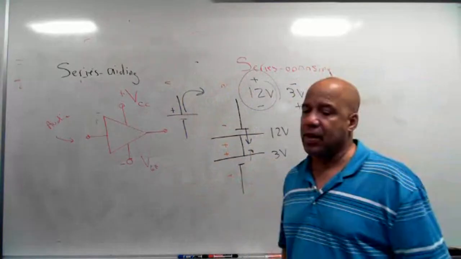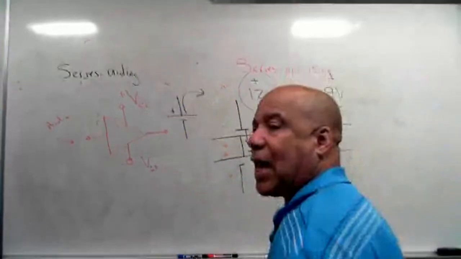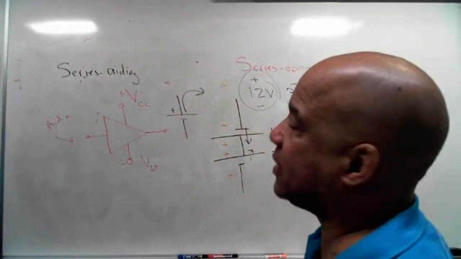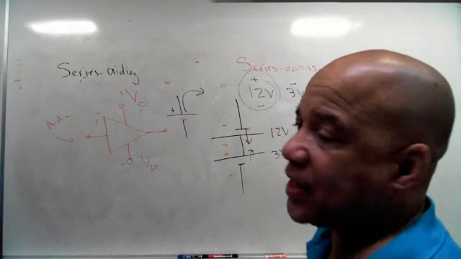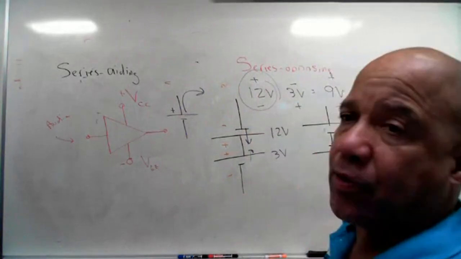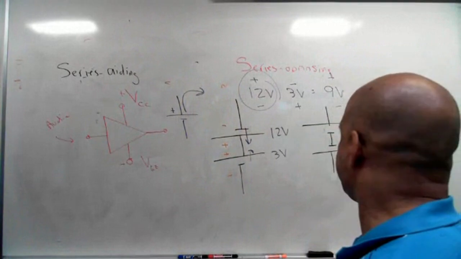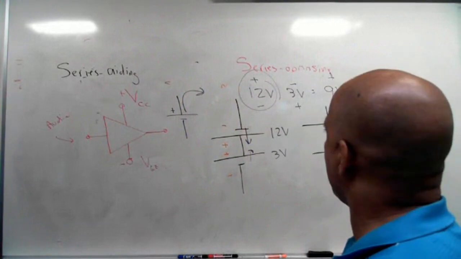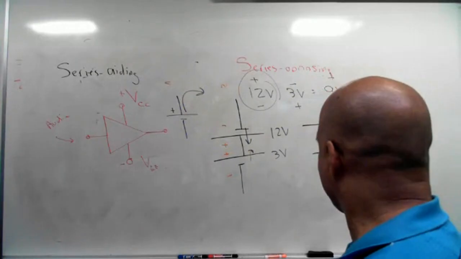So for us in here, if I ask why we connect voltage sources in series, the answer is to increase the voltage. It doesn't do anything for current. It only increases the magnitude of the voltage. Any more questions over series aiding or series opposing?